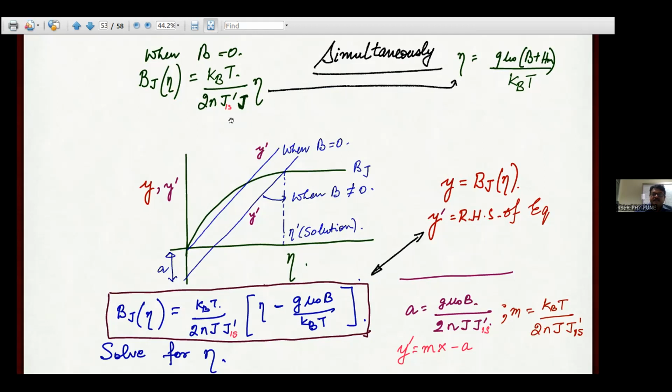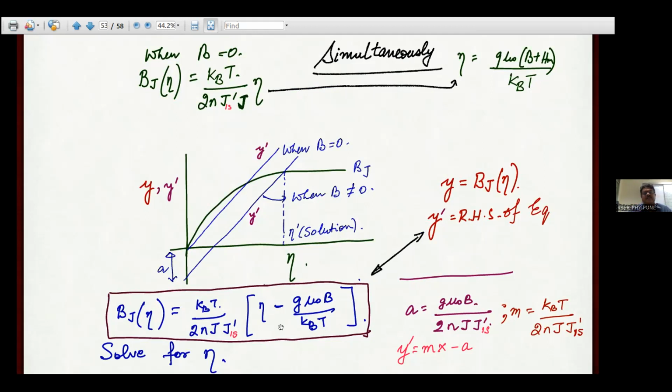And the right hand side of the equation. When b equals 0, this term will be missing. You will just have this. So y dash equals the right hand side of the equation. Let's plot this. And if they intersect for a particular value of eta, then this equality will hold only for that value of eta, and that will be the solution to this equation.